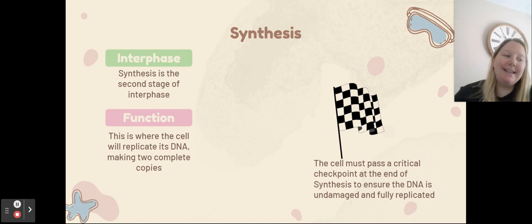Then we move into the synthesis or the S phase. This is the second phase of interphase, and this is where the cell will duplicate its DNA. DNA replication is completed, start to finish, all in the synthesis phase, all inside the nucleus, while the rest of the cell is doing its everyday job. There is another critical checkpoint at the end of synthesis. This makes sure that the cell's DNA is relatively undamaged and has been completely replicated before it moves in.